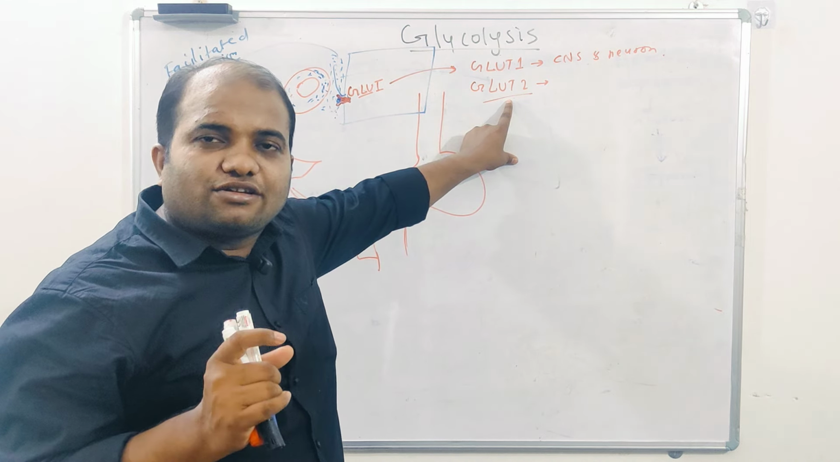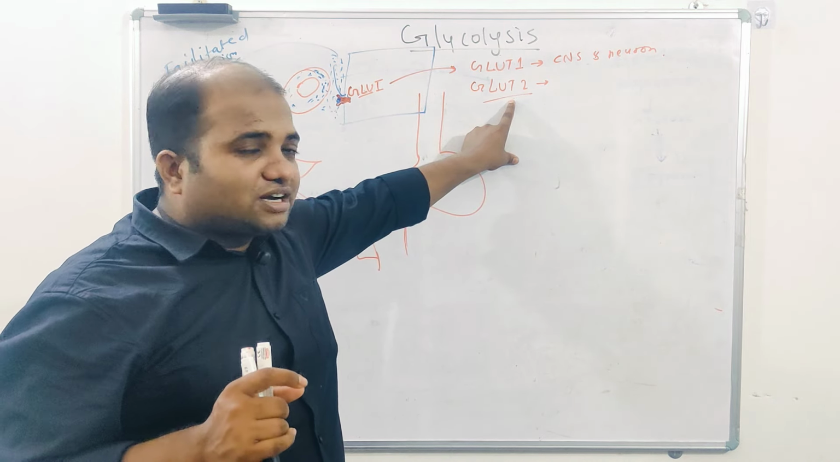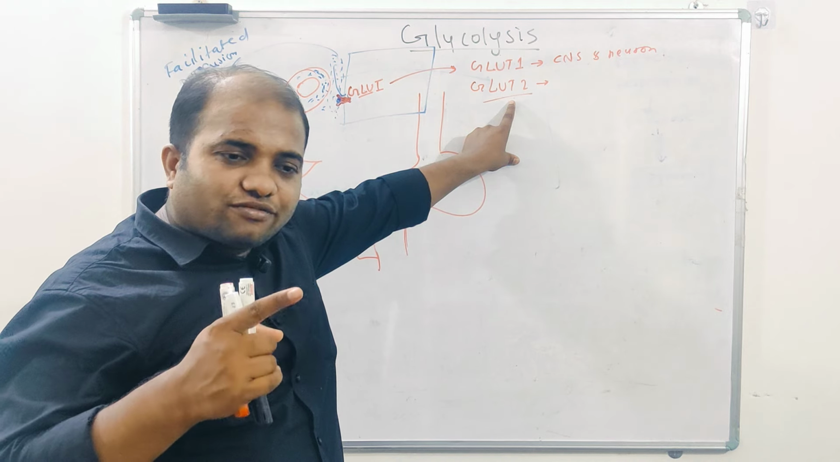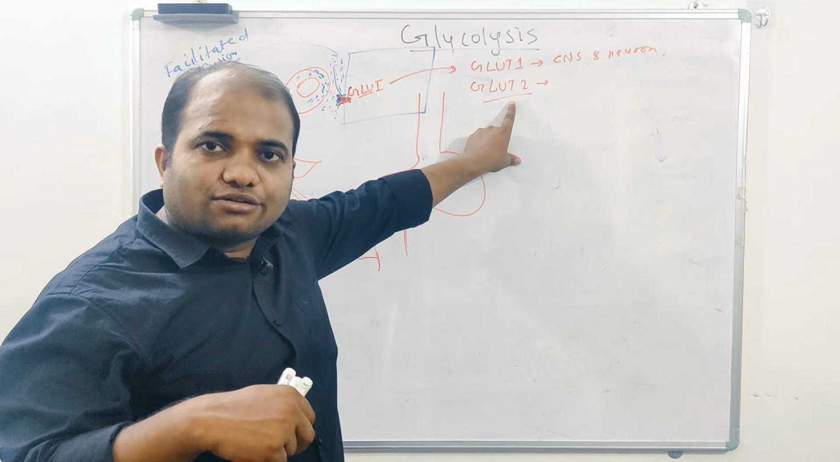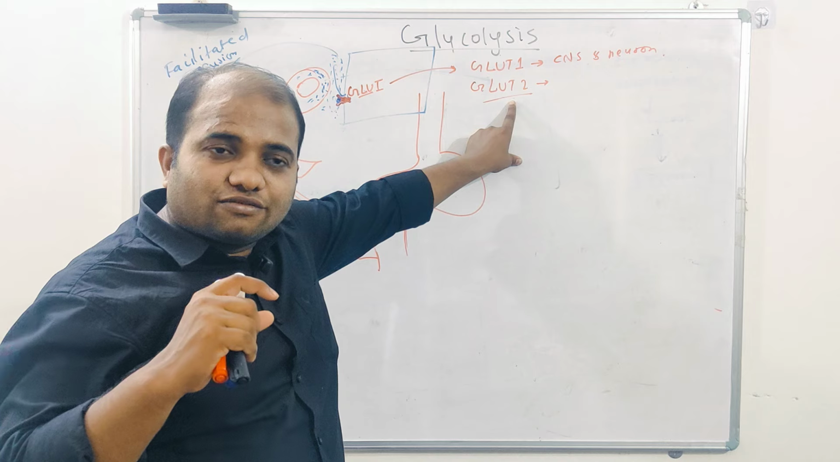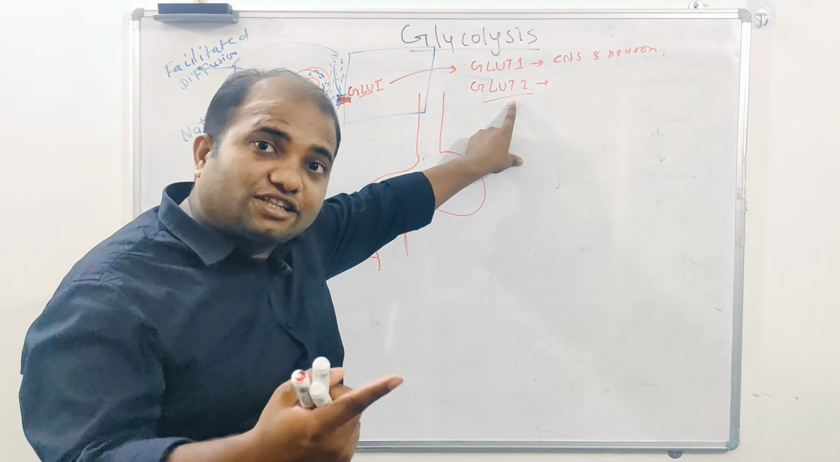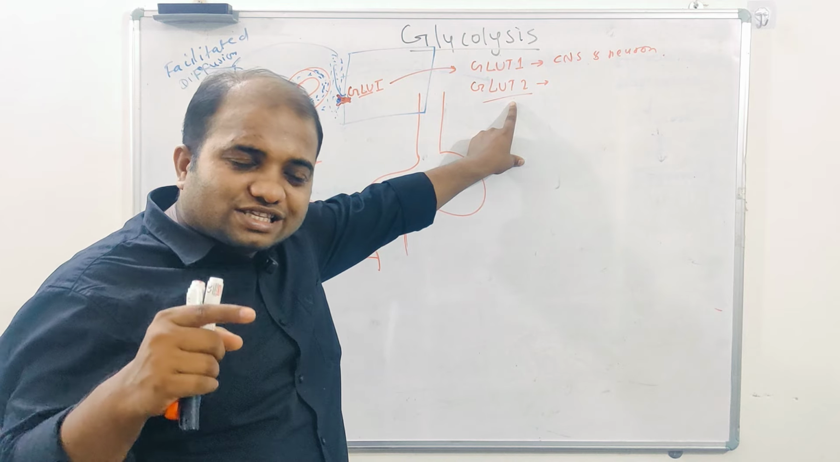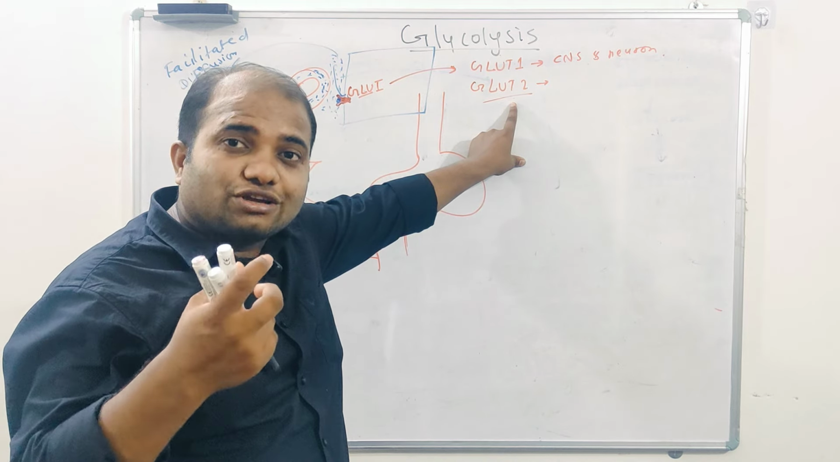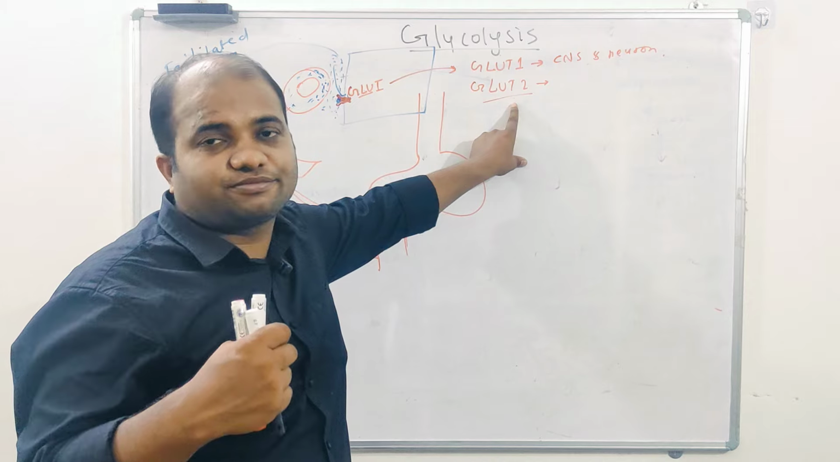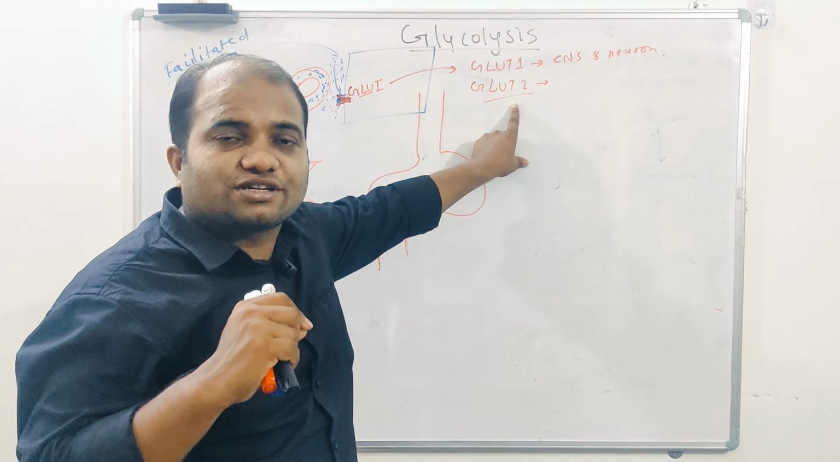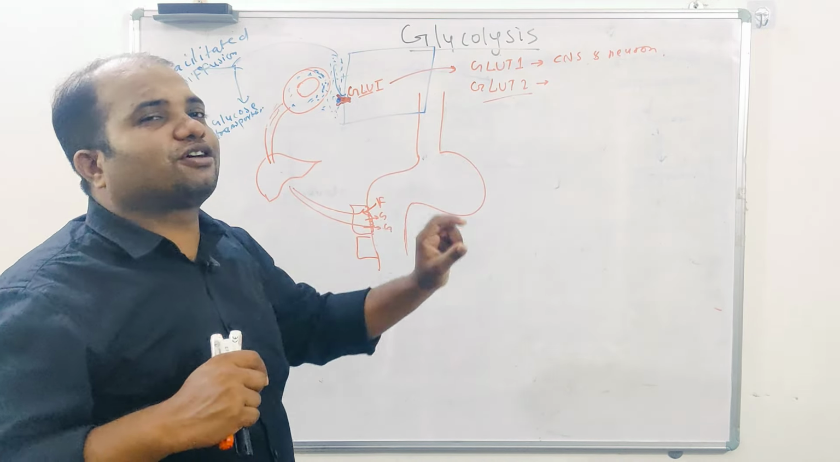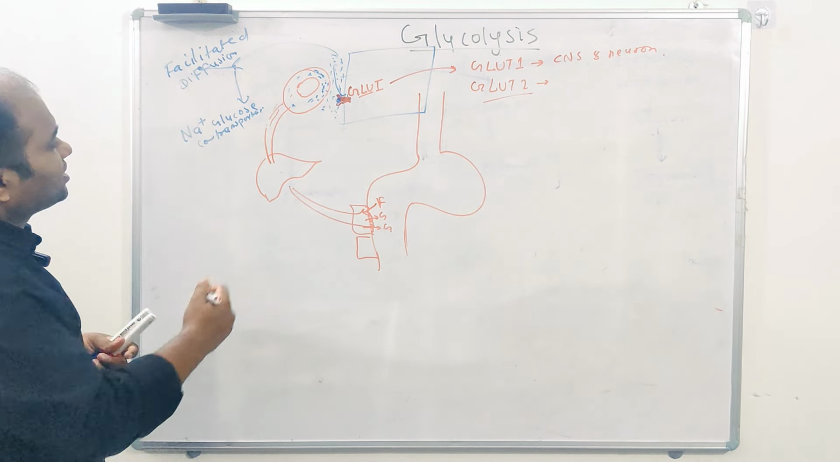Just think. See, GLUT2, that means this works both ways. When needed, the cell is getting glucose, and when required, it is releasing the glucose. Right, so that means this cell or tissue has glucose storing capacity. The most popular organ with such cells is the hepatic cells.